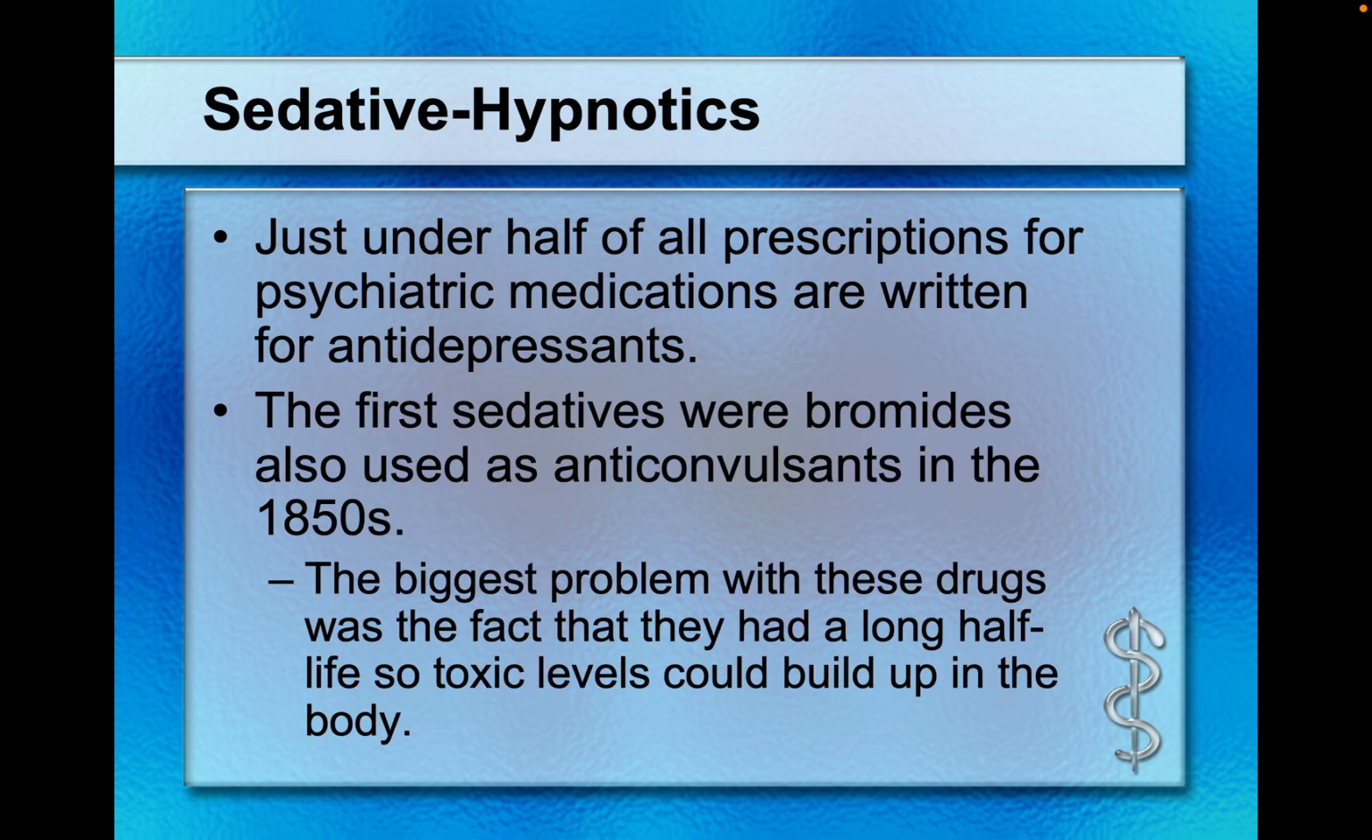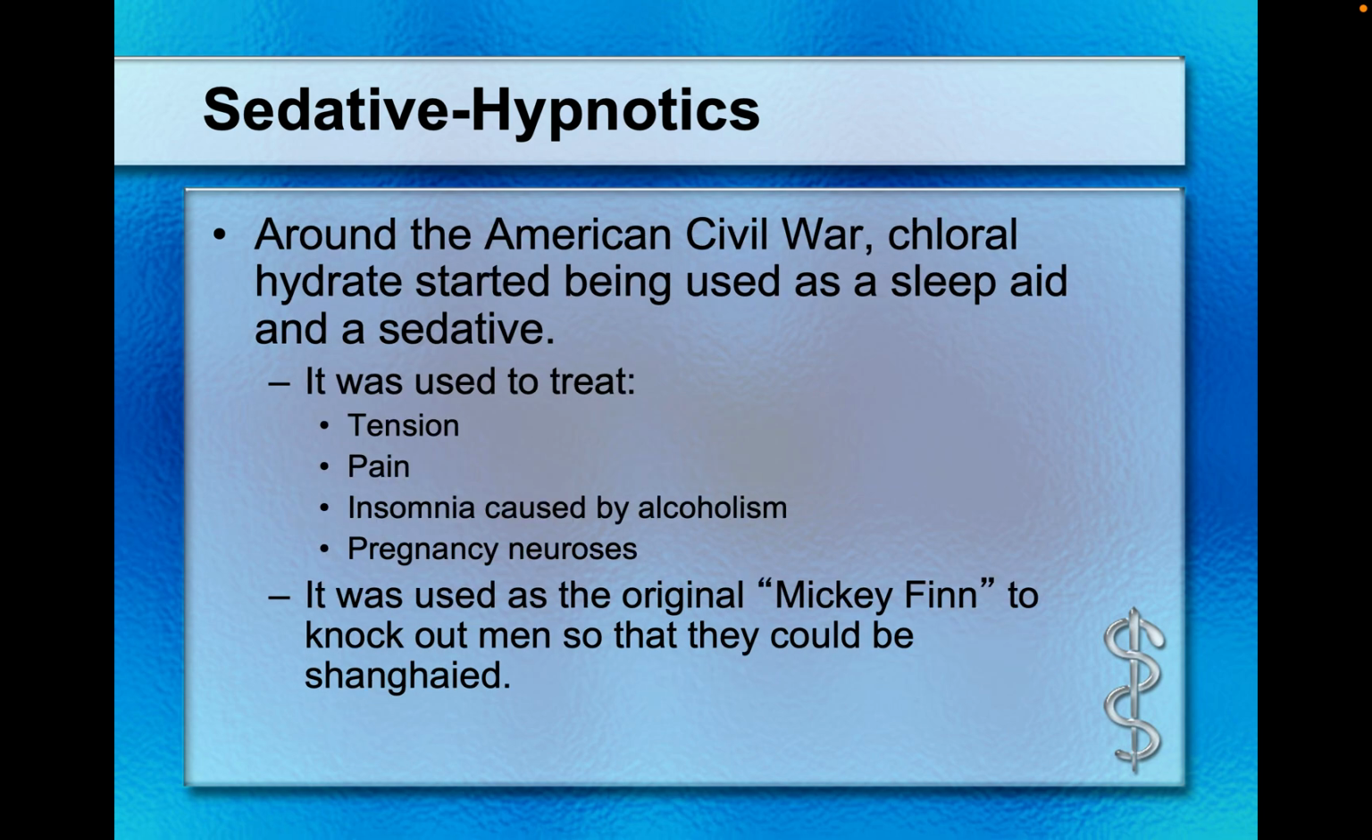Just under half of all prescriptions for psychiatric medications are written for antidepressants. The first sedatives were bromides, also used as anticonvulsants for people with epilepsy in the 1850s. The biggest problem with these drugs was the fact that they had a long half-life, so toxic levels could build up in the body. Around the American Civil War, of course, people didn't live that long back then. They were only living into their 40s and 50s and 60s.